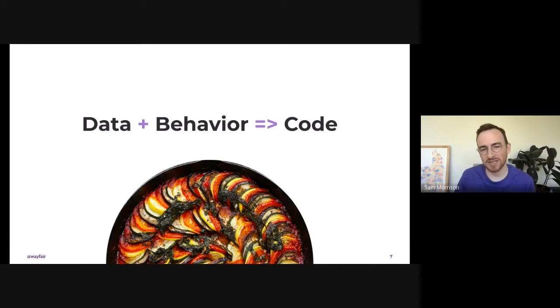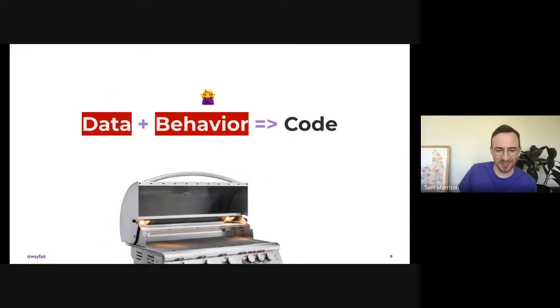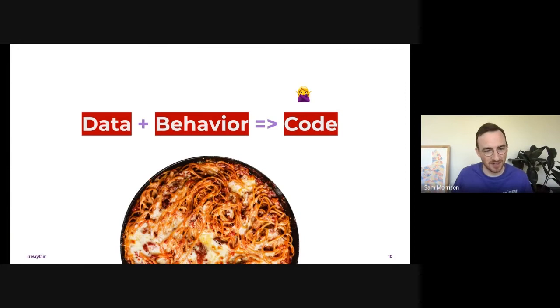But we need to be very specific about what we allow as data and what we allow as behavior. Otherwise, we can get some pretty wonky ingredients or maybe some interesting cooking options that don't make sense for this dish. And that would just lead to bad code. This is what we have to be careful about when we're modeling domains.